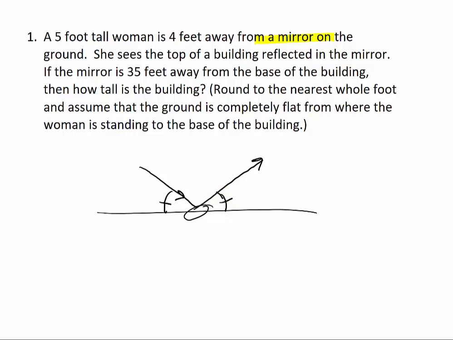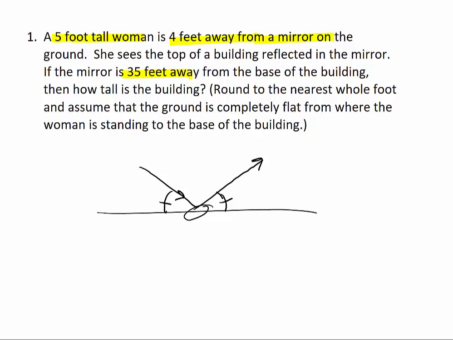So let's read this problem. A 5-foot tall woman is 4 feet away from a mirror on the ground. She sees the top of a building reflected in the mirror. If the mirror is 35 feet away from the base of the building, then how tall is the building?